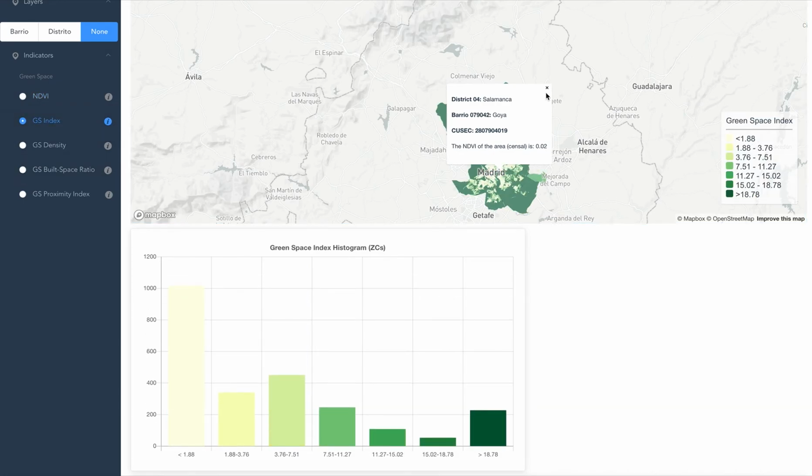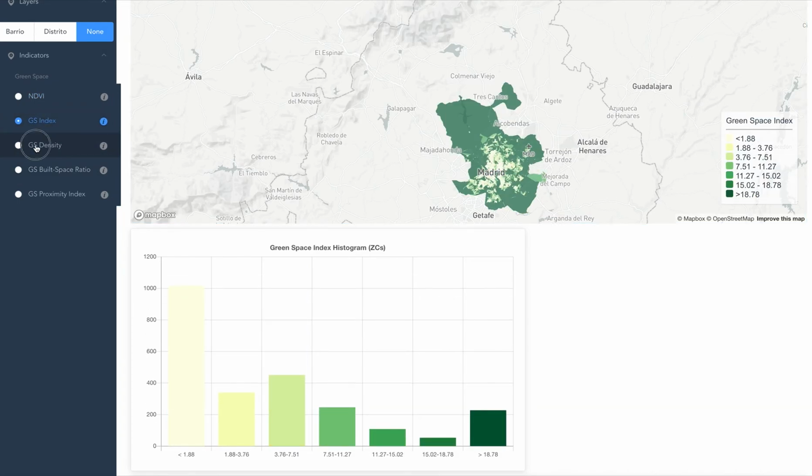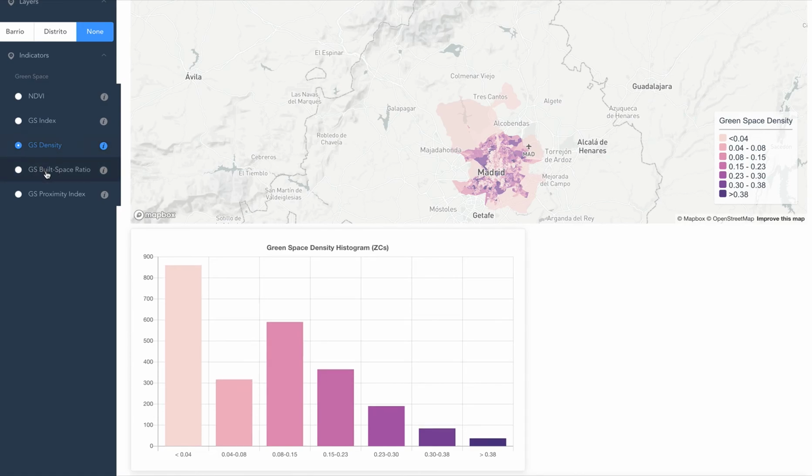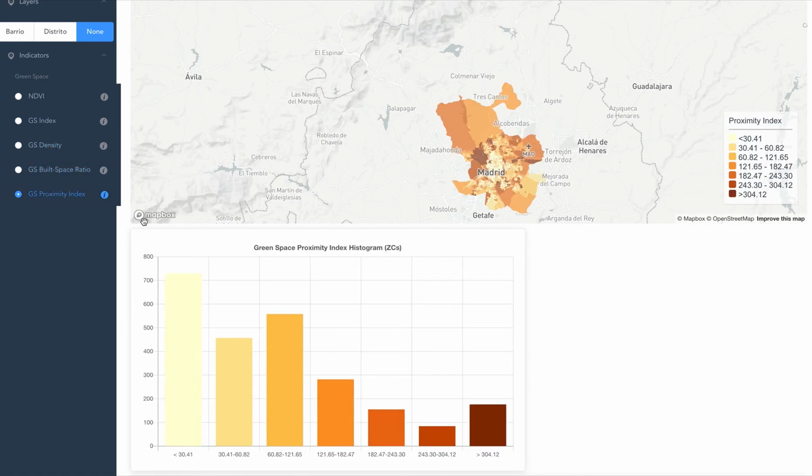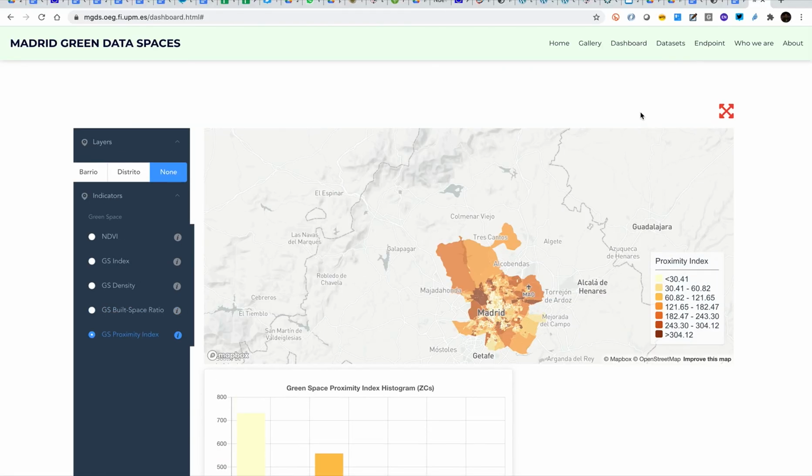We have also the GS index, as we can see over here, the one related to density, built space ratio, or proximity indexes. This is the work that we have tried to do in this context in order to allow city officials or any other interested parties to understand the data that they have at hand. It is very narrowly focused, very specific on the green infrastructure, but this architecture may be relevant for many other types of data spaces, of data sets and problems that may be relevant for the city.